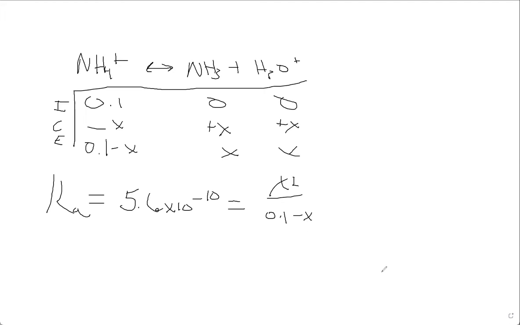So just like a typical ice table. Is that helpful, Nick? Yeah, it makes a lot more sense. Okay, so let's assume x is small. Now I want you to take 0.1 times 5.6 times 10 to the minus 10 and take the square root of that to solve for x. That is 7.5 times 10 to the negative 6.